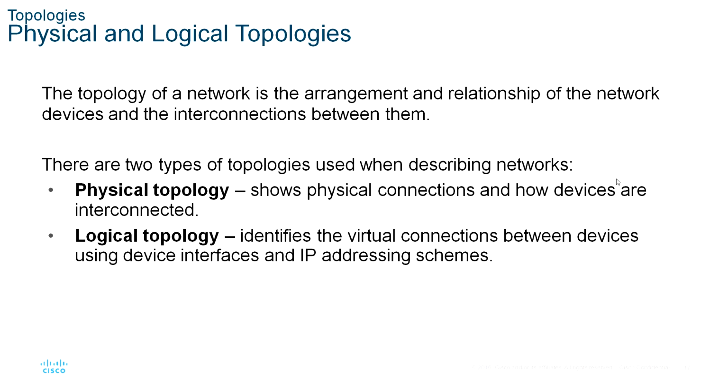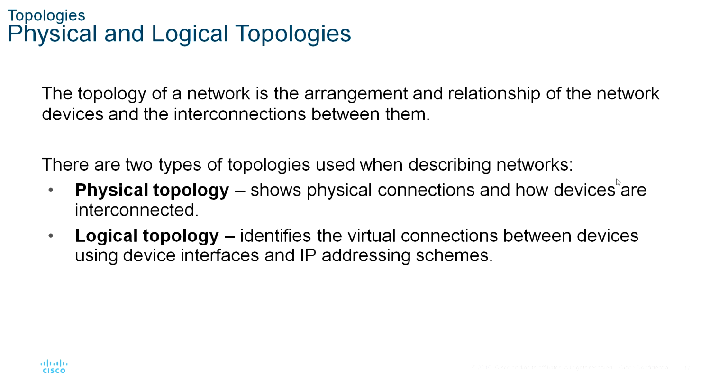Okay, what is the meaning of topology? The topology of a network is the arrangement or the relationship of the network devices and the interconnections between them. There are two types of topologies used when describing local area networks or wide area networks: physical topology and logical topology. Coming to the first one, physical topology identifies the physical connections and how end devices and intermediary devices, that is routers, switches and wireless access points, are interconnected.